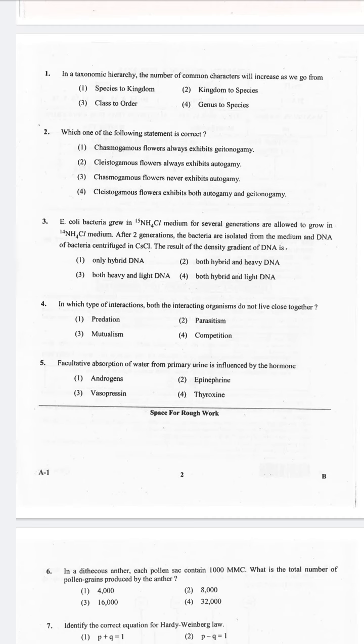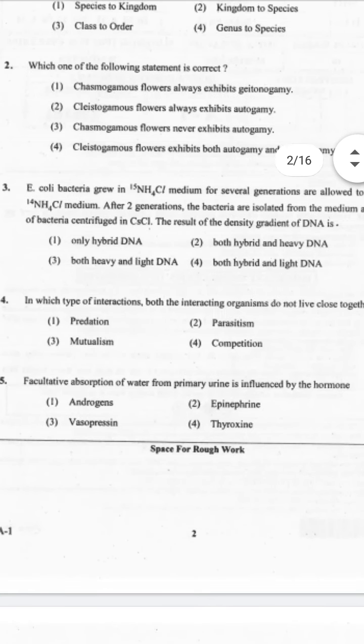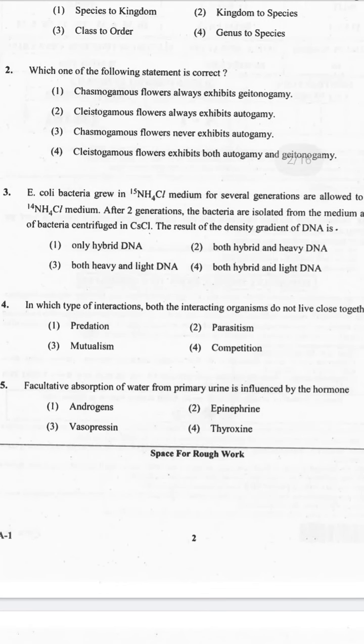Which one of the following statements is correct? Now let's see the first option. Cleistogamous flowers always exhibit geitonogamy. Option 2, cleistogamous flowers always exhibit autogamy. Option 3, chasmogamous flowers never exhibit autogamy. Option 4, cleistogamous flowers exhibit both autogamy and geitonogamy. So the correct answer for this question is option 2.